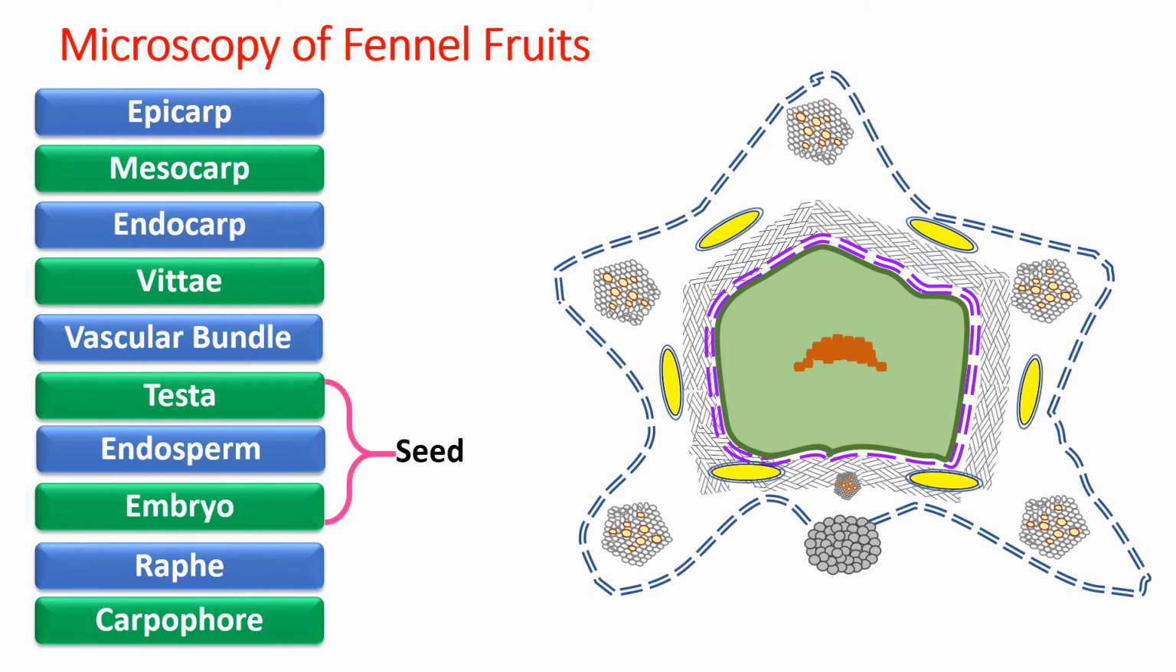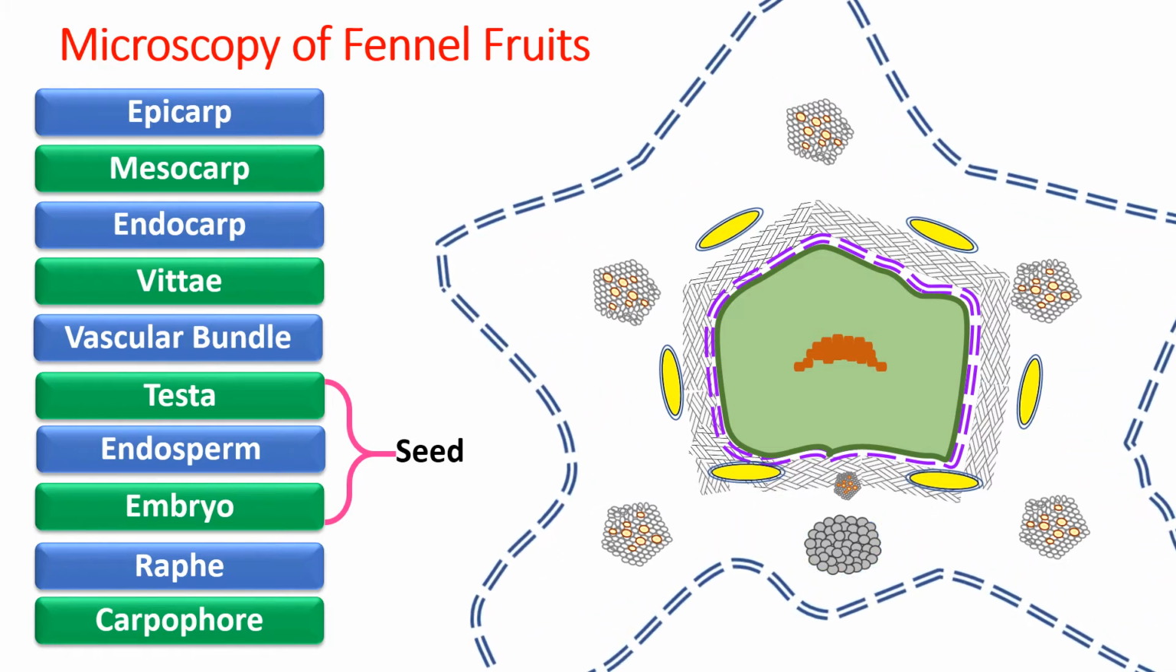This is the transverse section of fennel fruit. It is roughly star-shaped or pentagonal in nature. And these are the various layers present which can be prominently seen in the TS. The outermost region is called the epicarp because this is a fruit, and you can see the three layers, that is epicarp, mesocarp and endocarp, very clearly under the microscope.